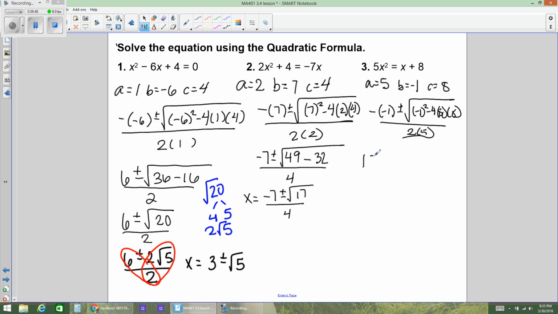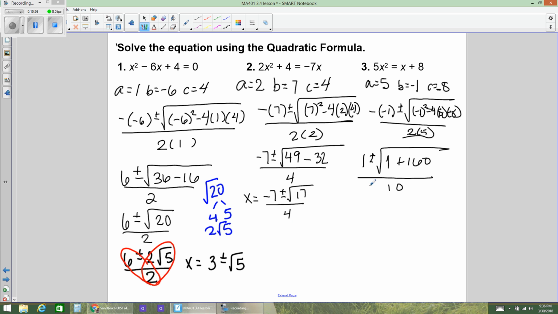So that's positive 1 plus or minus the square root. Negative 1 squared is positive 1 again, and that is a negative times, ooh, I have a negative 8 here. Glad I caught myself, guys. I bet you were thinking that too. Right there. Negative times a negative is a positive. 4 times 5 is 20. And 20 times 8 is 160. And it's over 10.